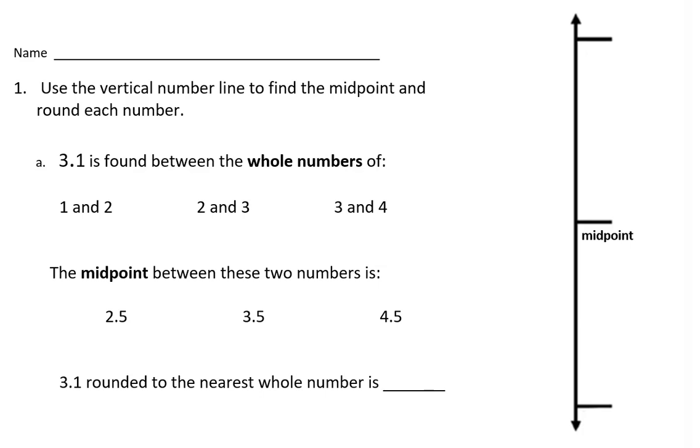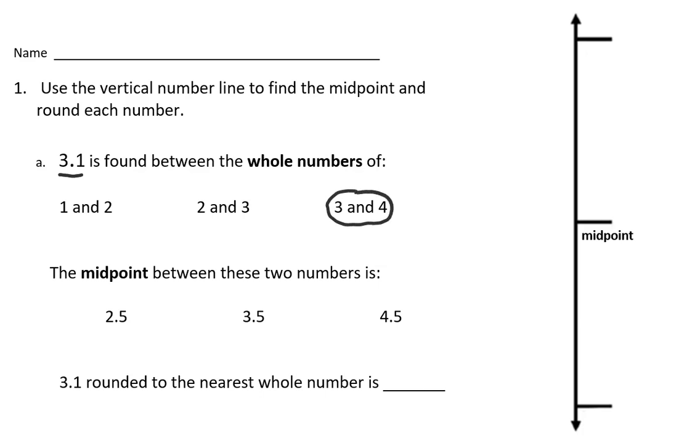The first part of the question says 3 1/10 is found between the whole numbers of, and we're given the choices 1 and 2, 2 and 3, or 3 and 4. Well, if we think about the number 3 1/10, it's a little past 3, and it's not quite yet to 4. So the two whole numbers that this number is found between would be 3 and 4.